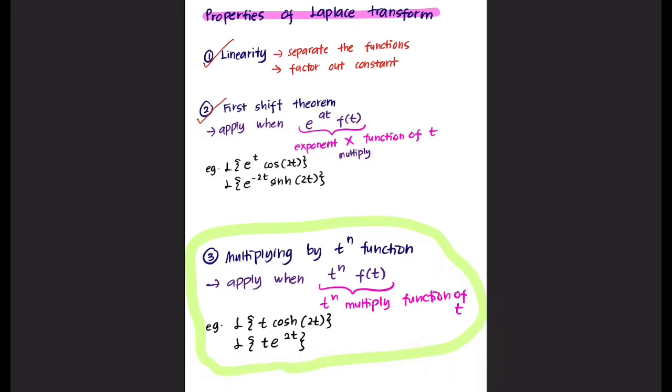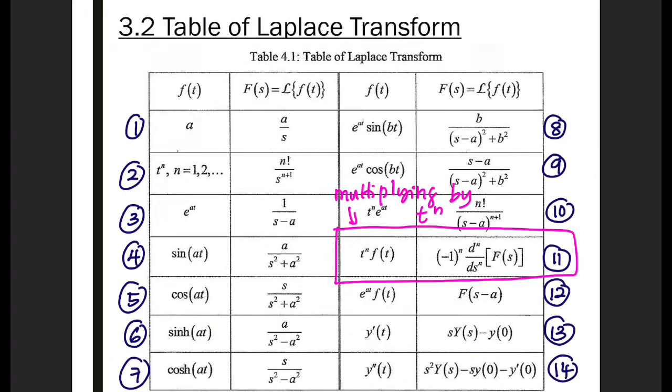So look at the table of Laplace transform. This property is given by formula 11. We will see that Laplace of t power of n multiplied with f(t), this is the solution, this is the answer.